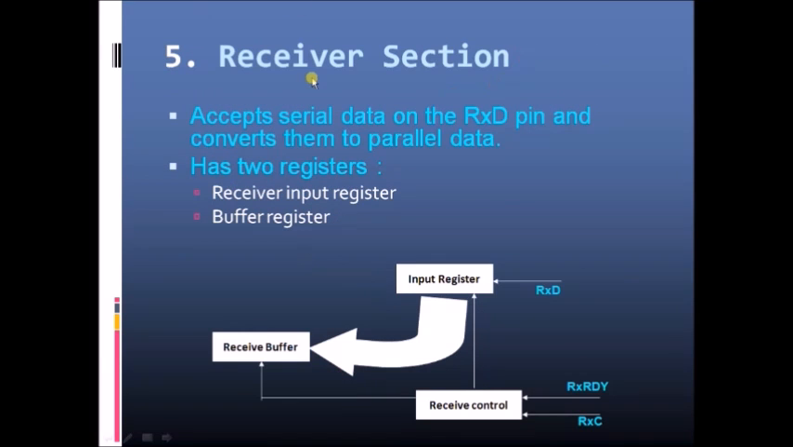And then we have a receiver section. Inside the receiver section again we have a receiver buffer, an input register, and then a receive control block. The data which is transmitted by the external peripheral would be received through this particular RxD pin. Now that is placed inside this input register in a bit by bit manner. After getting 8 bits of data, that is shifted into the receive buffer register.